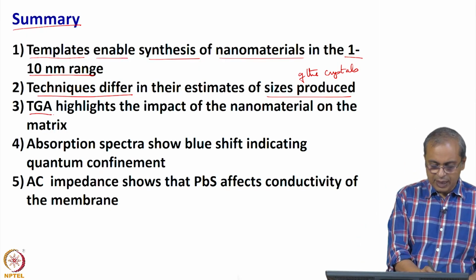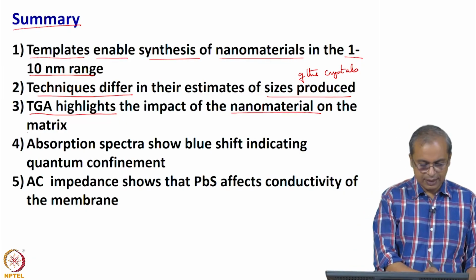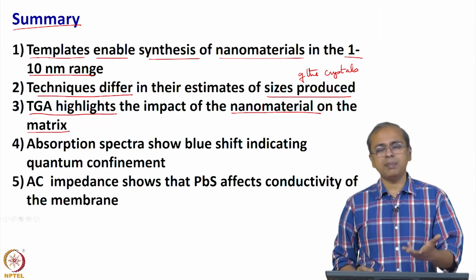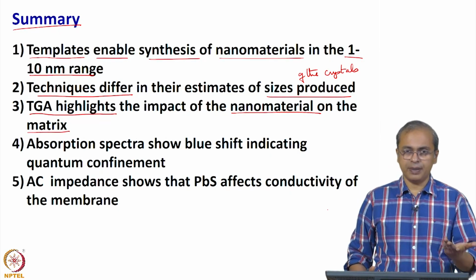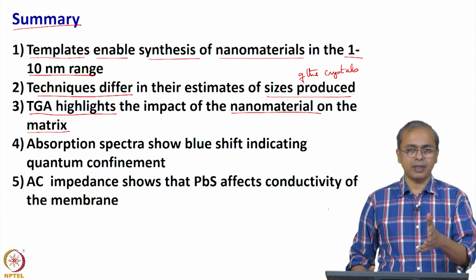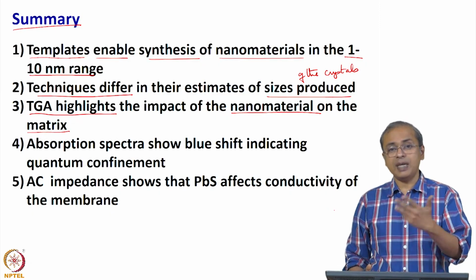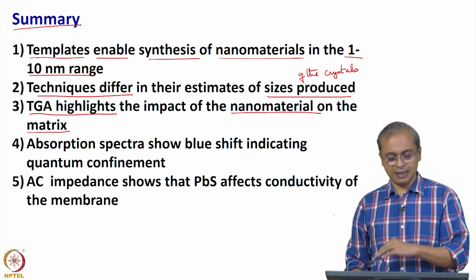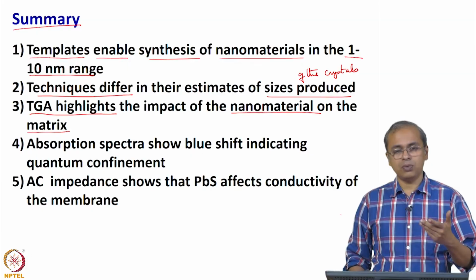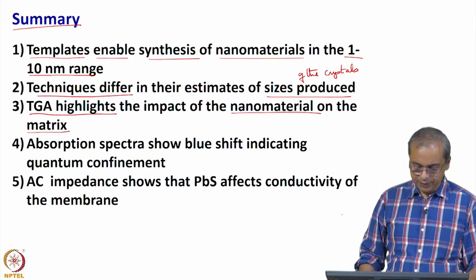TGA, which is thermogravimetric analysis, highlights the impact of nanomaterial on the matrix, particularly on the stability of the matrix. If you see some feature appearing at lower temperatures, it means you have weakened something. If the same feature now appears at a higher temperature, it means you have strengthened it. So, this is the way in which you use TGA to understand the impact of one constituent on another constituent.